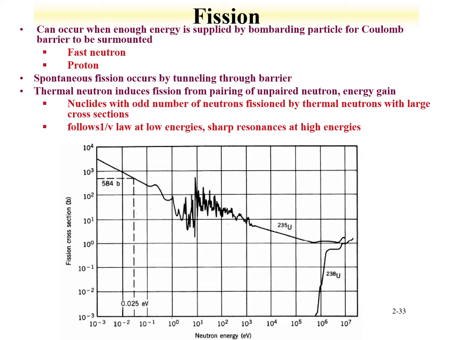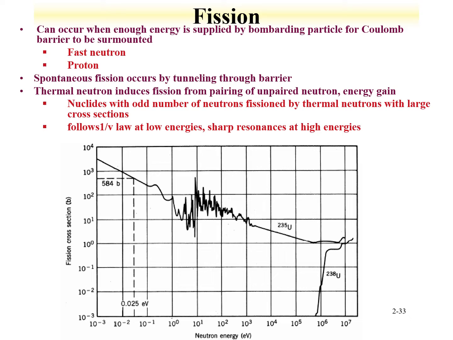In addition to this thermal neutron-induced fission, fission can also occur if enough energy is supplied by the particle, and the particle has to overcome the Coulomb barrier. So a fast neutron with extra energy can induce fission. That's what's shown here. Here's the neutron energy versus the fission cross-section. And we see for uranium-238, once we get up to 1 MeV, we start to have an increase in the fission cross-section. A proton can also induce fission. We'll discuss this at the end of the lecture.